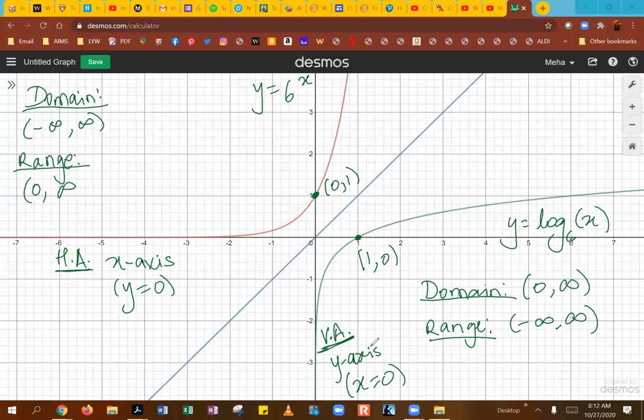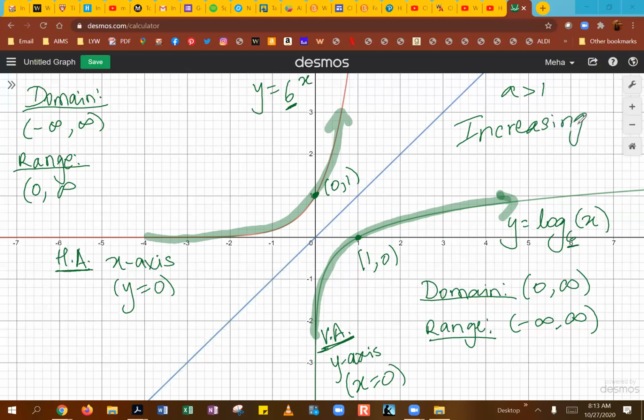The other thing that will stand out in these functions is that if we go from left to right, our exponential function goes up. Same thing is happening on your logarithmic function. As you go from left to right, your function is going up. So in both our exponential and logarithmic function, because the base is a number greater than 1, remember both of these are going to be increasing functions. So just a nice comparison between what happens with your exponential function and its inverse, the logarithmic function.